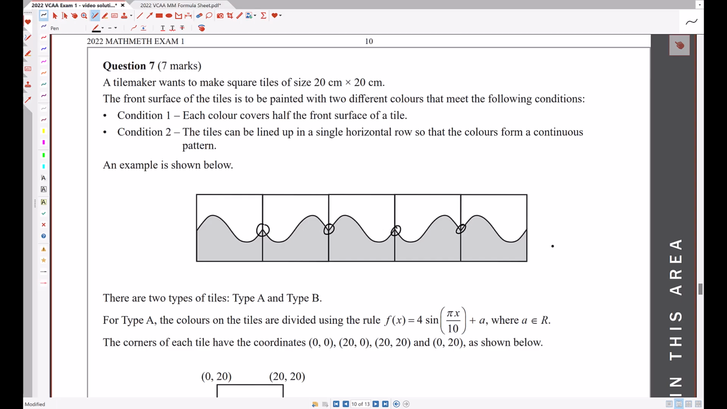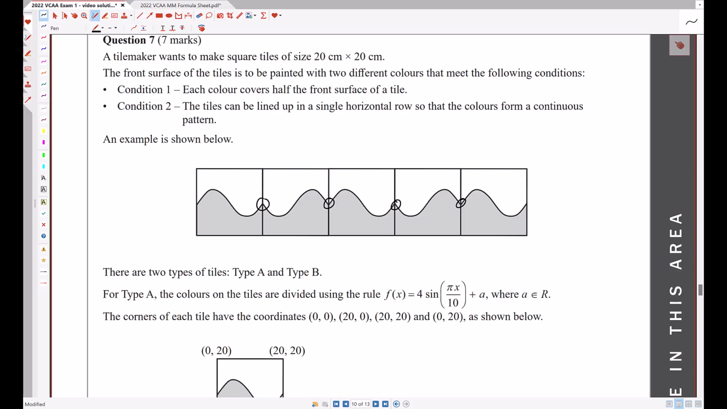There are 2 types of tile, type A and type B. So we can see from the graph that there are different tiles. There are ones where the curve goes this way and then ones where the curve goes this way.